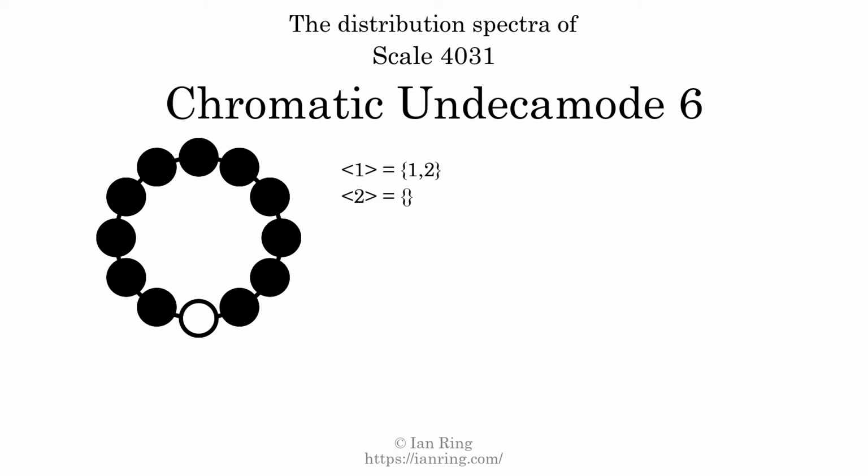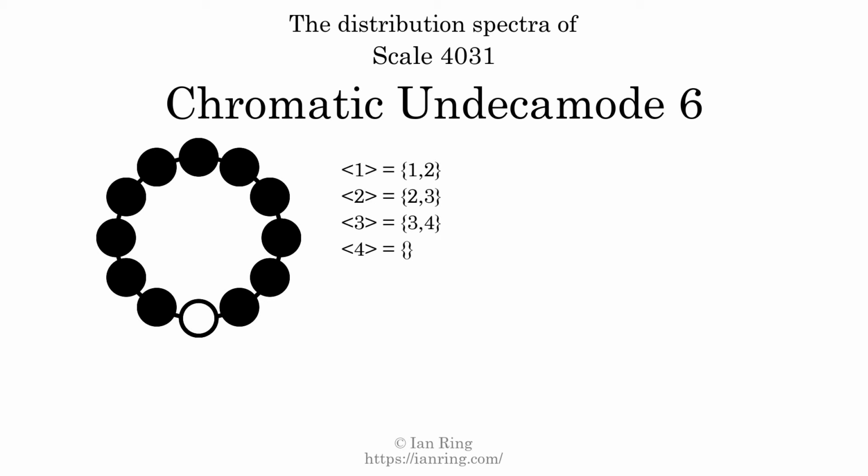The generic interval of two scale steps comes in two different specific interval sizes. 2 semitones and 3 semitones. The spectrum width of this generic interval is 1. The generic interval of 3 scale steps comes in two different specific interval sizes. 3 semitones and 4 semitones. The spectrum width of this generic interval is 1.